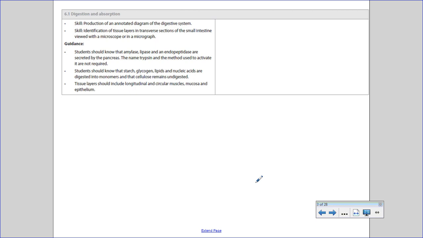Students should know that amylase, lipase, and endopeptidases are secreted by the pancreas, and the name trypsin and the method used to activate it are not required. Students should know that starch, glycogen, lipids, and nucleic acids are digested into monomers and that cellulose remains undigested. Tissue layers should include the longitudinal and circular muscles, mucosa, and epithelium, which refers to layers of the small intestine.